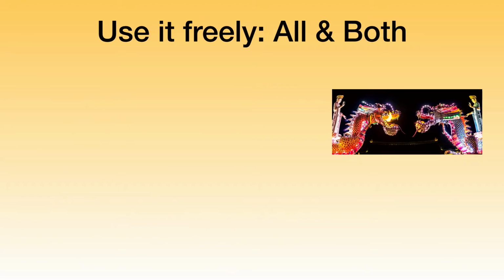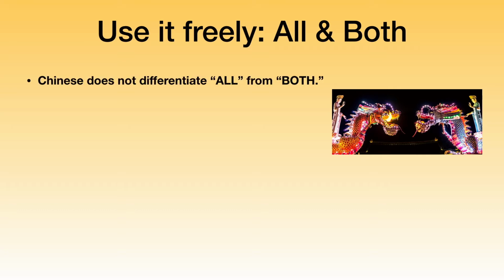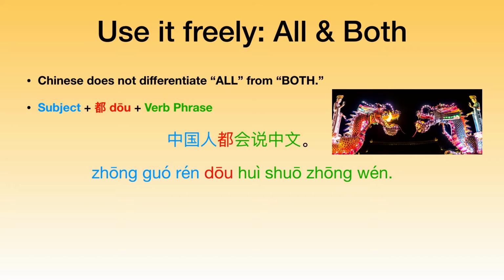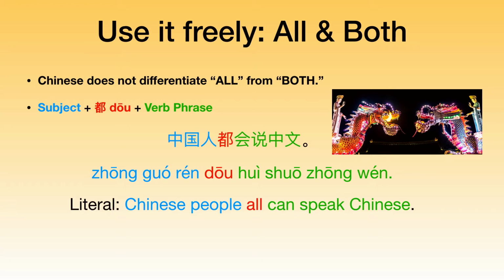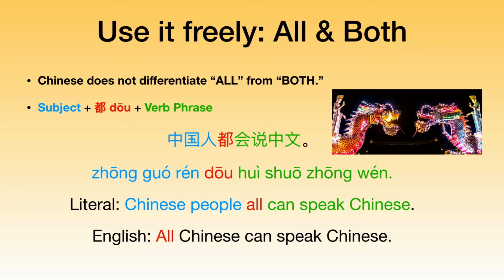Okay, so first of all, if we want to use it freely, it means all and both. Because Chinese does not differentiate all from both, like English uses two different words. We just use one word, dou. So the structure is subject, dou, and verb phrase. For example, let's see this sentence. 中国人都会说中文. It literally means Chinese people dou, like all, can speak Chinese. So all Chinese can speak Chinese. Well, all Chinese people can speak the Chinese language.